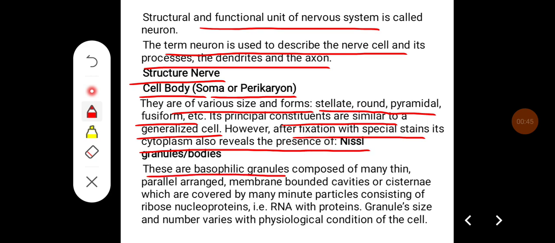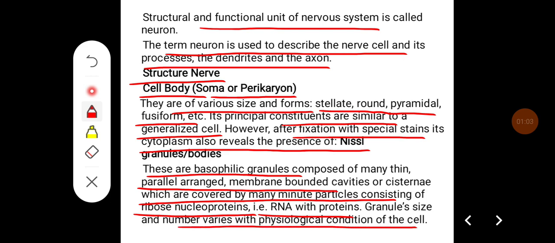These are the basophilic granules composed of many thin, parallel arranged membrane-bounded cavities or cisterns, which are covered by many minute particles consisting of ribonucleoproteins, that is RNA, with proteins. Granule size and number varies with the physiological condition of the cell.